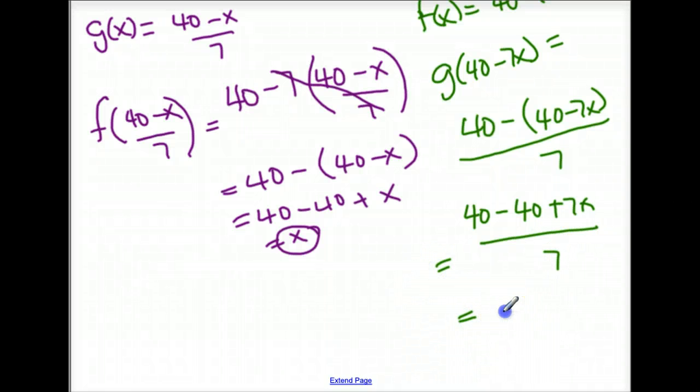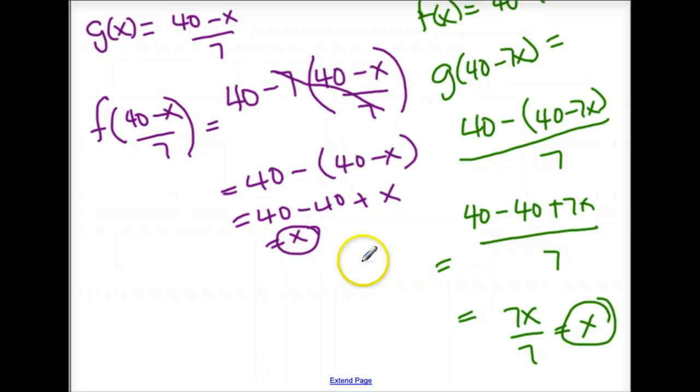40 take away 40 is 0. I'm left with 7x over 7, which is x, which is what I knew the answer would be. So that's how, if both of these are equal to x, it means that these two functions are inverses of each other.